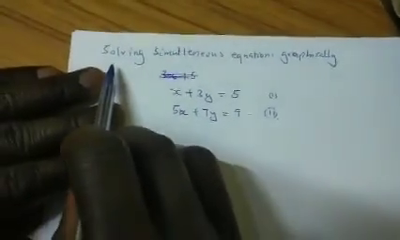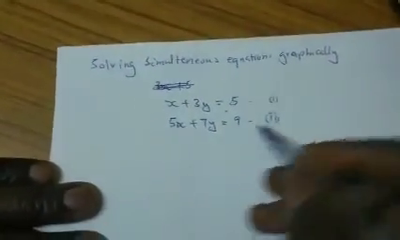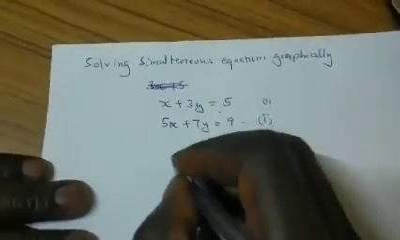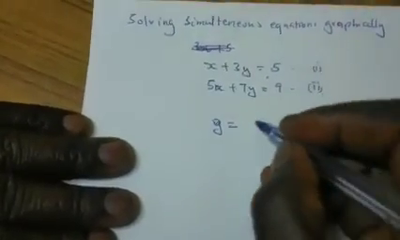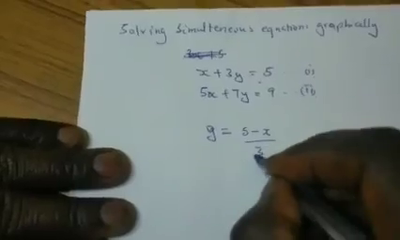Now, we are looking at solving simultaneous equations graphically. So we have x plus 3y is equal to 5, that is our equation 1, and 5x plus 7y is equal to 9. Now, we make x or y the subject in the first equation so that we have y is equal to (5 minus x) over 3.